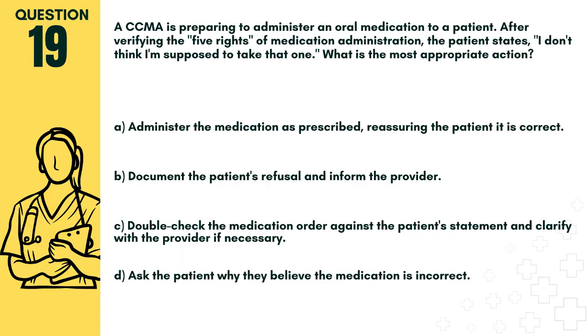Question 19. A CCMA is preparing to administer an oral medication to a patient. After verifying the 5 rights of medication administration, the patient states, "I don't think I'm supposed to take that one." What is the most appropriate action? A. Administer the medication as prescribed, reassuring the patient it is correct. B. Document the patient's refusal and inform the provider. C. Double-check the medication order against the patient's statement and clarify with the provider if necessary. D. Ask the patient why they believe the medication is incorrect.